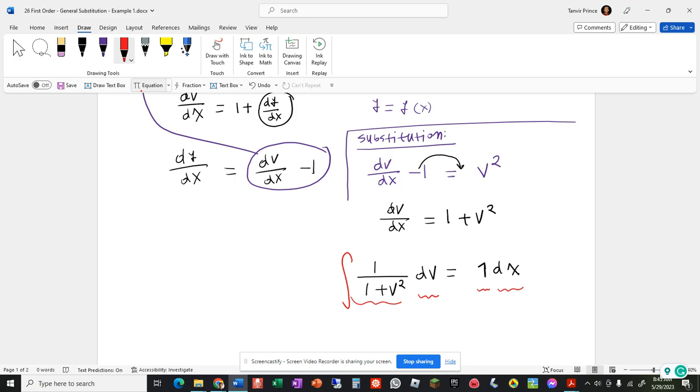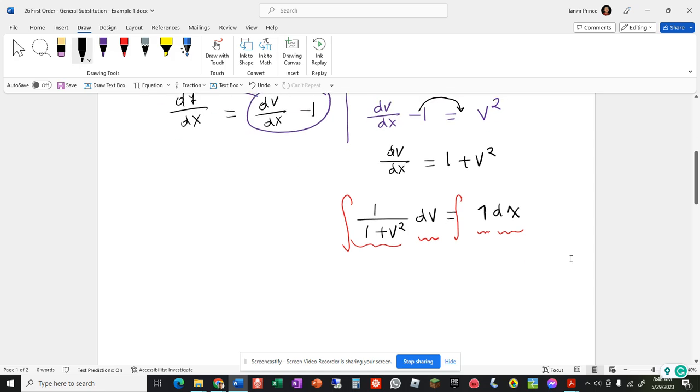Okay, let's go ahead and take the integral. So the integral of 1 over 1 plus v squared, that should be familiar. That is the tan inverse of v. And remember, we only add c on one of the sides. So I'm going to add c to the other side. So the integral of 1 is x plus c.